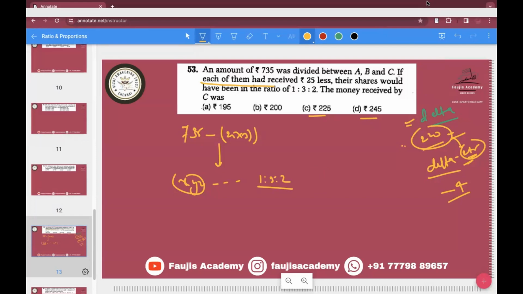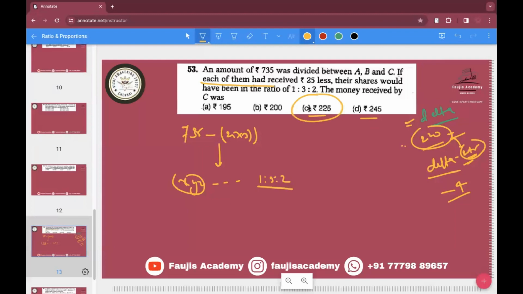Option C, sir. Okay, cool, very good. So we are fighting with these two options, right? I've almost solved the question now.